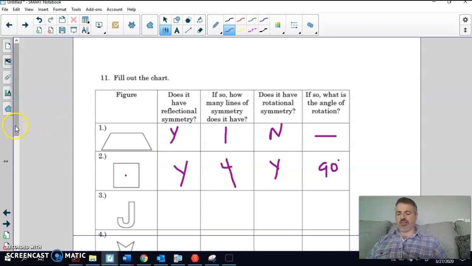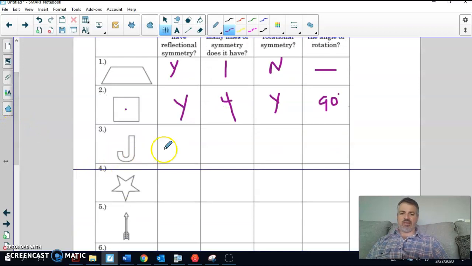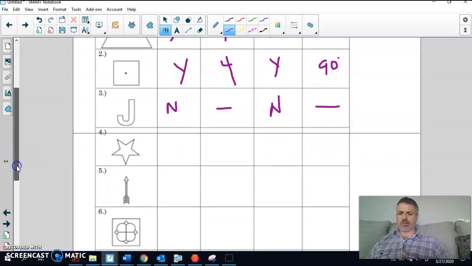The letter J down here does not have any line symmetry at all, or reflectional symmetry. There are no lines then. It does not have any rotational symmetry either, so I don't have to worry about getting an angle on that one. Star, I looked at that in the opening video there.